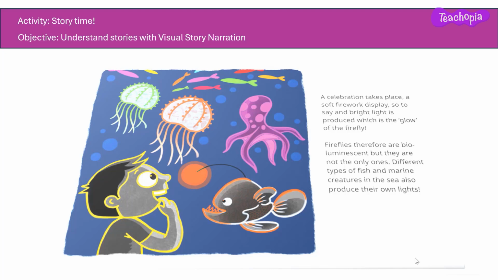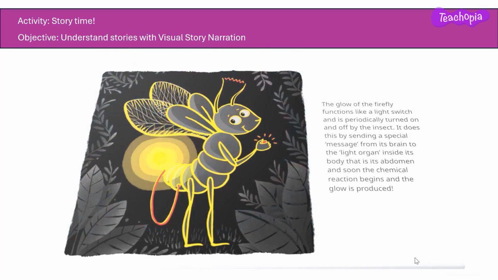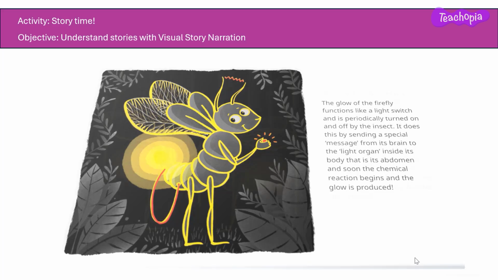Fireflies, therefore, are bioluminescent, but they are not the only ones. Different types of fish and marine creatures in the sea also produce their own lights. The glow of the firefly functions like a light switch and is periodically turned on and off by the insect. It does this by sending a special message from its brain to the light organ inside its body, that is, its abdomen, and soon the chemical reaction begins and the glow is produced.